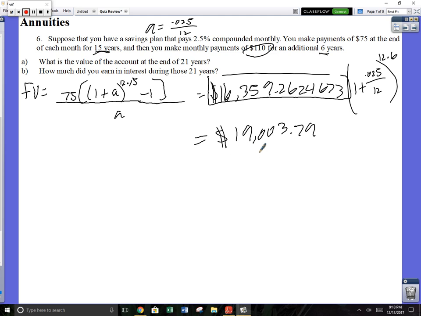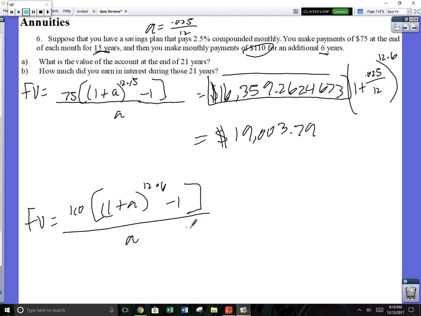Okay, now on top of that, I am going to be making payments of 110 bucks. So now I've got to find the future value of my $110 payment. 1 plus A to the 12 times, instead of 15 years, I am going to do this for 6 years, minus 1, all over A. Okay, so now I gotta crunch this. So I'm putting in 110 bucks a month.